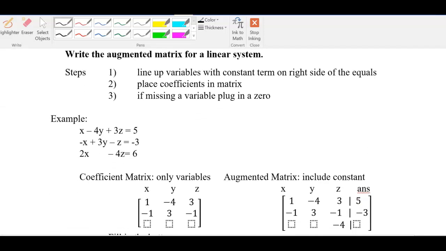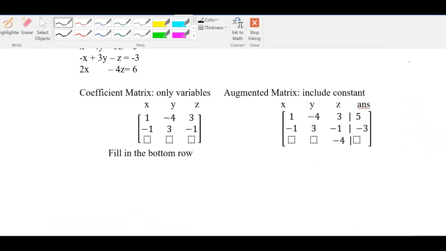All right, when you write an augmented matrix, everything has to be lined up in order. So just like before, we're going to place the coefficients in the matrix. We are not going to use the variables. And if a variable is missing, we're going to plug in 0. This is just how you write it so we can do operations with it.